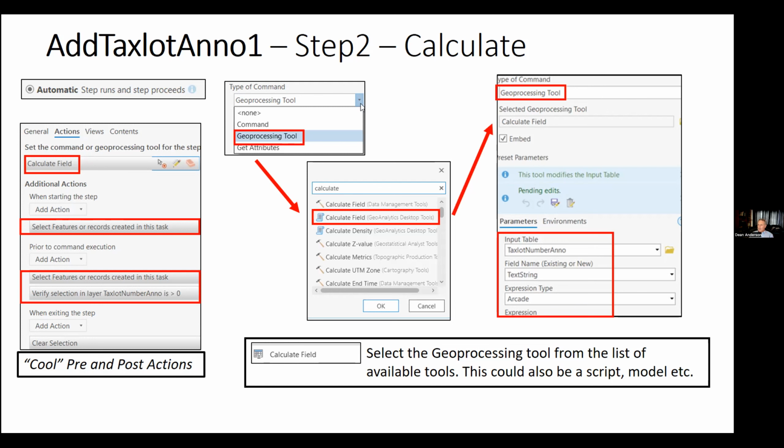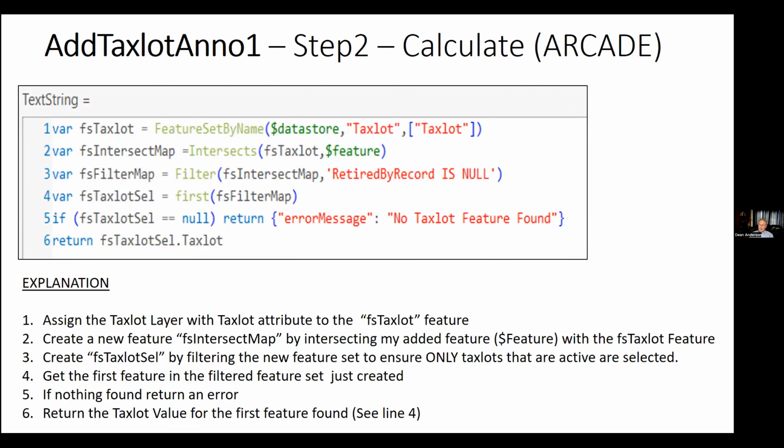I selected the calculate field. I selected that I wanted to enter a specific table. I wanted to update the text string, and I was going to use Arcade for that. And it's a pretty simple Arcade. I'm going to assign the tax lot layer with the tax lot attribute to the FS tax lot feature. I'm then going to create a new feature called FS intersect map. I'm going to do that by intersecting my added feature, which is referred to as the dollar feature, with the FS tax lot feature. Then I'm going to filter those out.